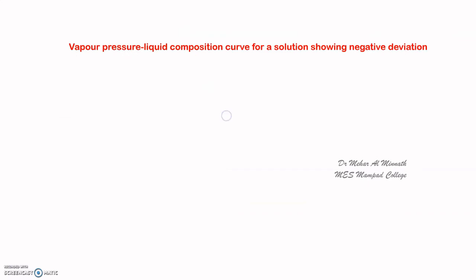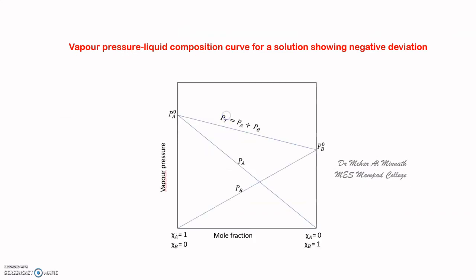Alright, so the partial pressure will be less than what has been expected by the Raoult's law. And so if we plot a graph, the pattern will be the opposite of what we got for a positive solution, for positive deviation. The vapor pressure curve will be in this way, less than what has been expected, and for B also, and the total pressure also will be less than what is expected as per the Raoult's law.